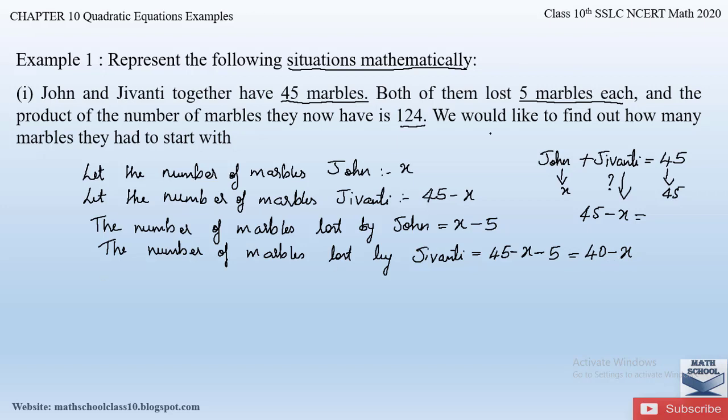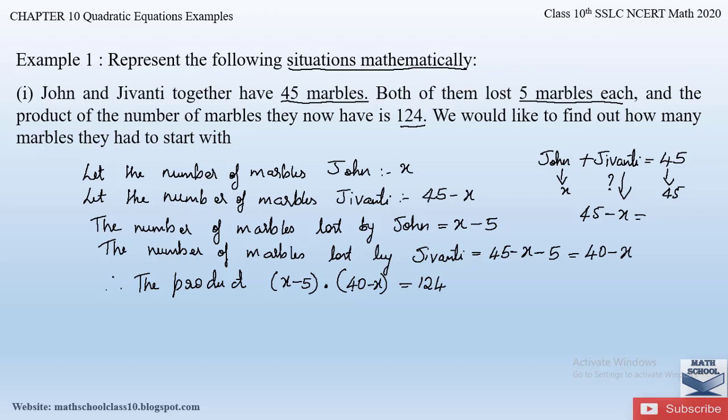In the question they have also given us that the product of the marbles they now have is 124. After losing 5 marbles each, the product of their marbles is 124. Therefore, John has x minus 5 marbles. Product means multiplication, so we put a dot here, and Jeevanti has 40 minus x. The product of these two will be equal to 124.